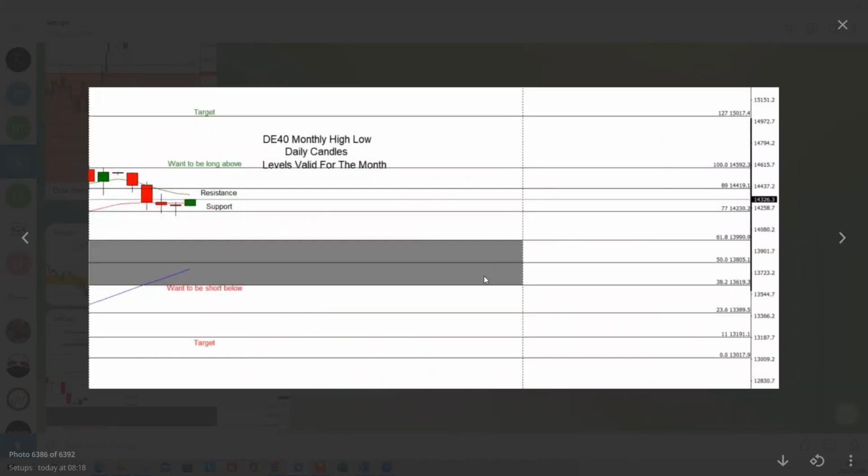On the DAX monthly high low, currently between levels of 77 and 89 is support resistance. If you look at the moving averages, 8 is above 21, above 50, that's indicating trend is up. So we're still looking for that push above the 100 level to aim for the 127.